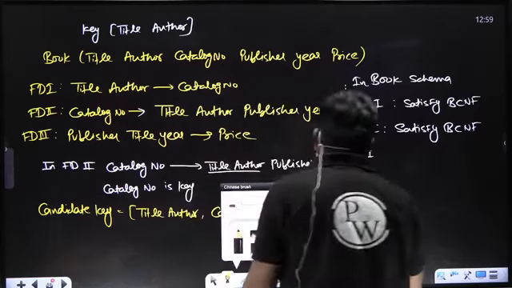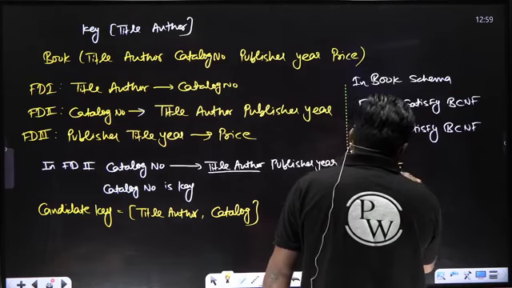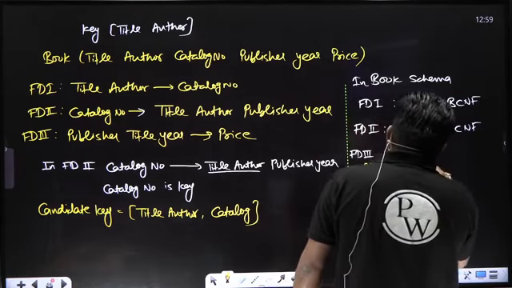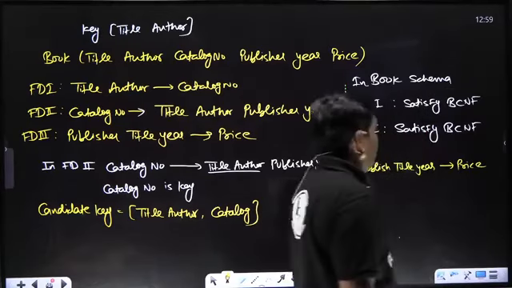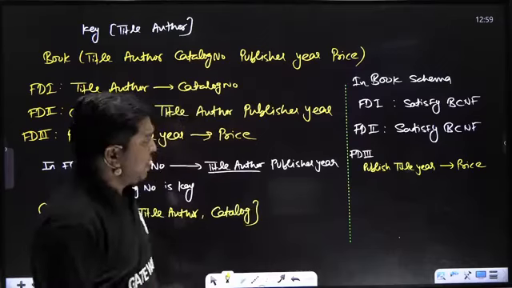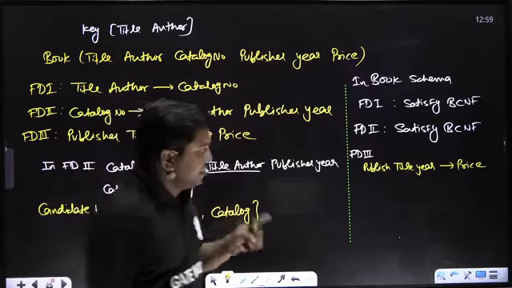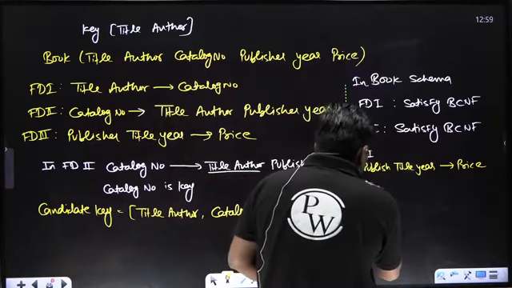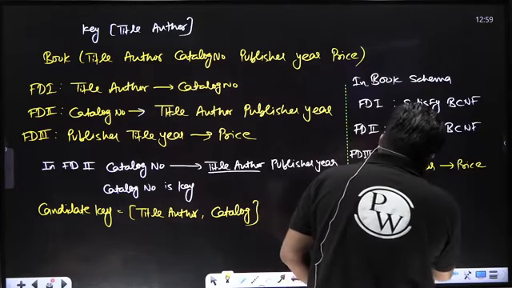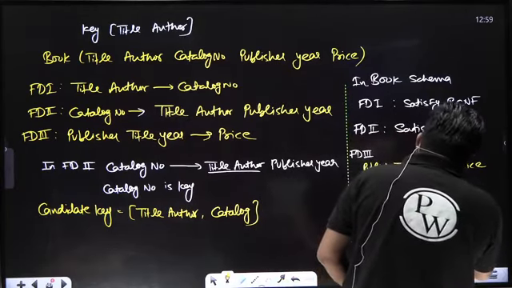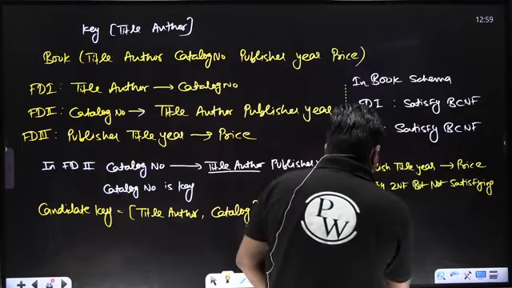what is the FD third? Here you can see publisher, title, year determine the price. Publisher, title, year determine the price. What is happening, my dear? It is not satisfying the 3NF definition. It is satisfying 2NF, but not satisfying 3NF. Why?